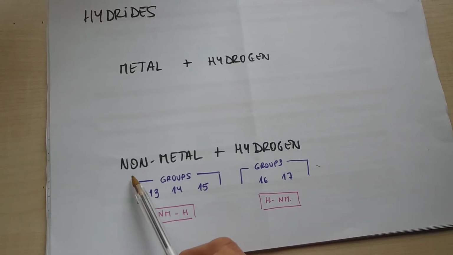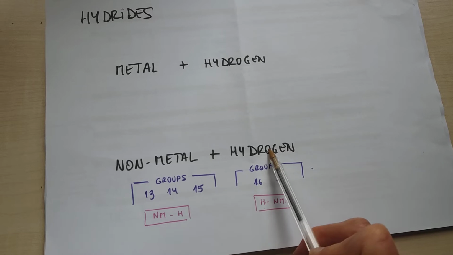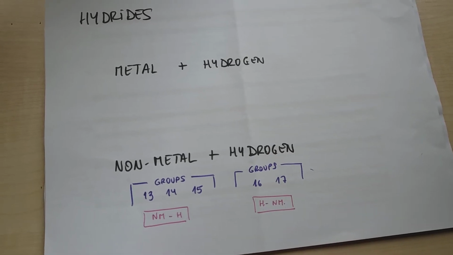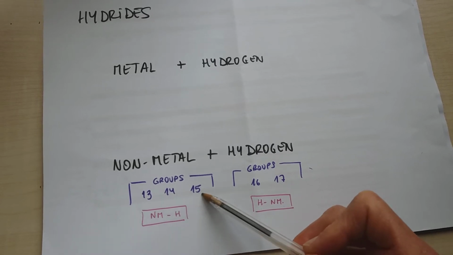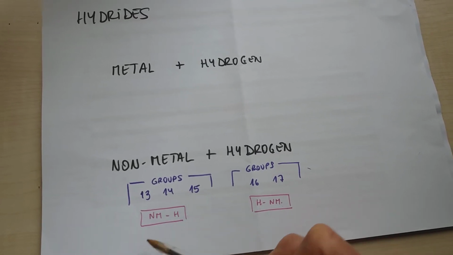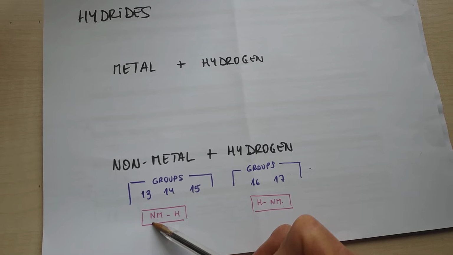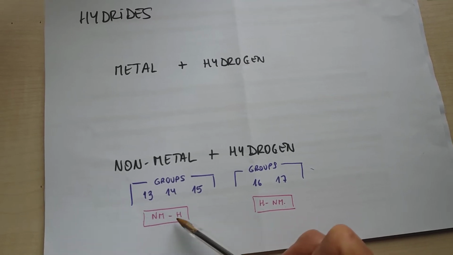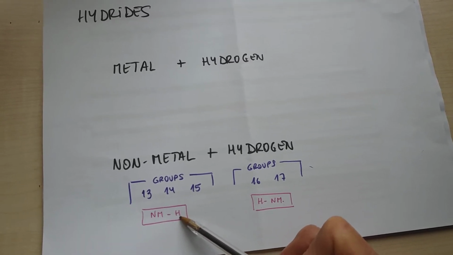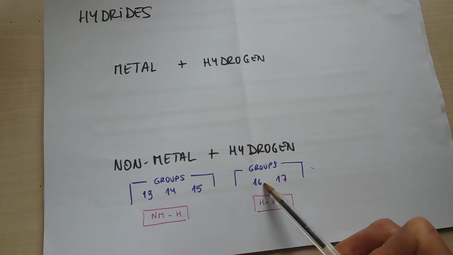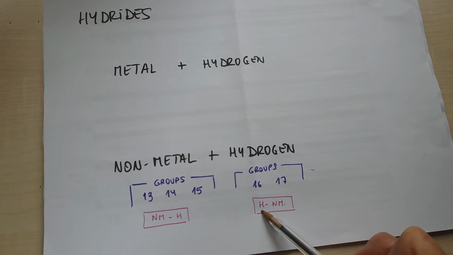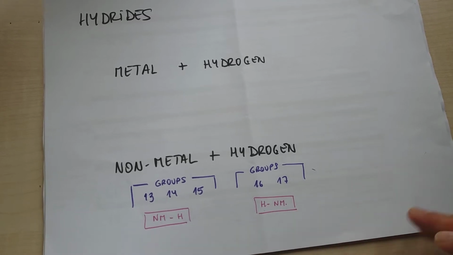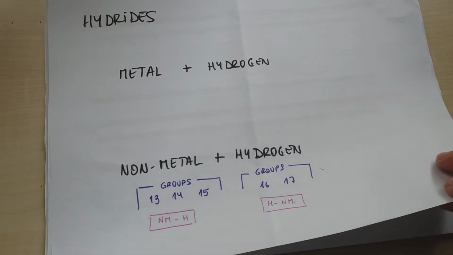So in the case of the non-metals, when they combine with hydrogen, we have to distinguish if they are part of group 13, 14 and 15. In this case, the non-metal is written first, and then the hydrogen. And if they are in groups 16 and 17, first the hydrogen is written and then the non-metal. How are they formed?